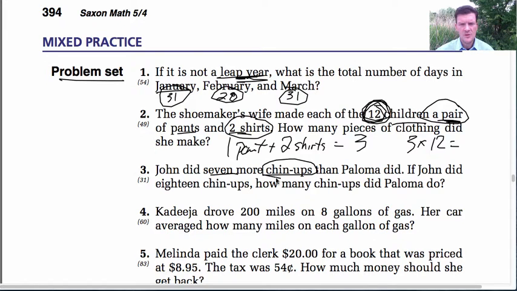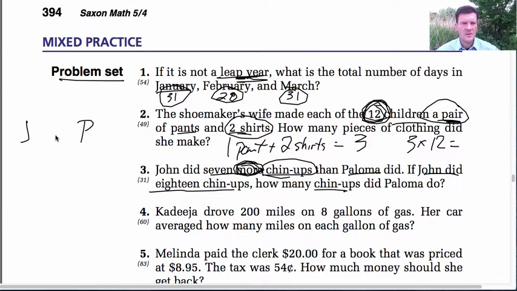John did 7 more chin-ups than Paloma did. So John did 18 chin-ups. How many chin-ups did Paloma do? So let me just write something here for you. John, I'm going to put a J for John, did 7 more chin-ups than Paloma. So here's Paloma, J for John, P for Paloma, okay? Who did more? John did more.